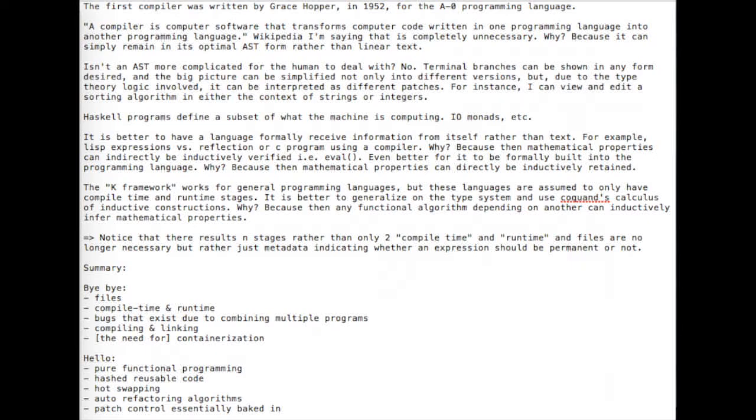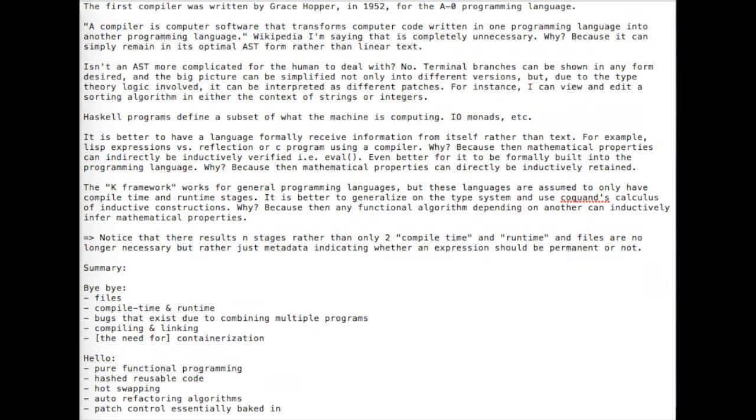So, for example, I can view and edit a sorting algorithm in either the context of strings or in the context of integers. And it can be the same exact algorithm. I'm basically parameterizing it with a type in that case. That's an example of me, instead of using version control, and you might think that patch control is going to come out, and it probably is. There's patch control software out there, but I'm saying that you don't even need that, because in this case, you're parameterizing it with a type, a functional type.